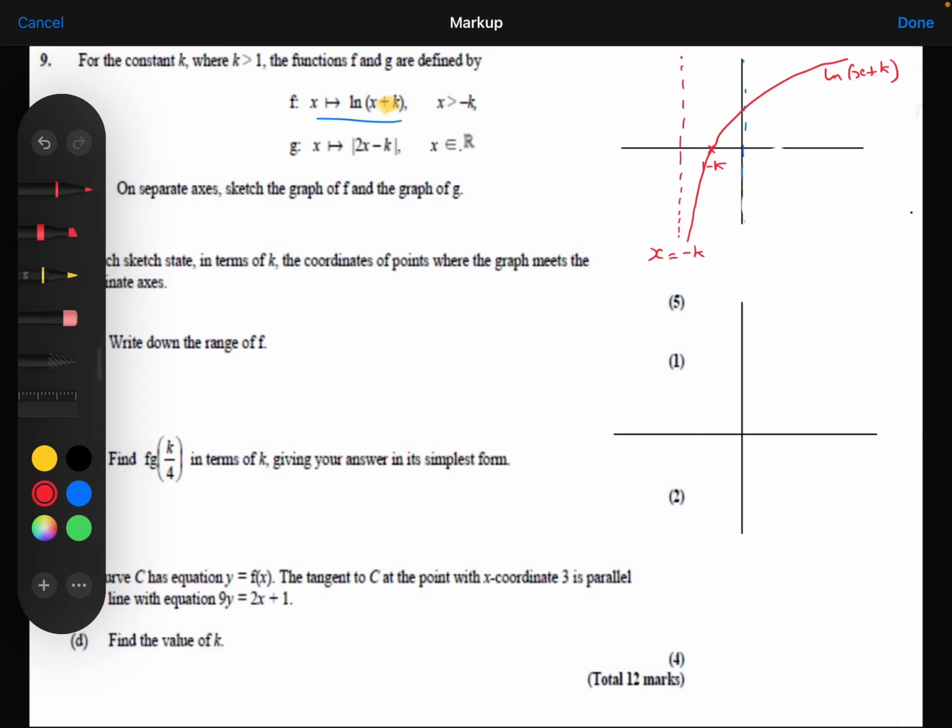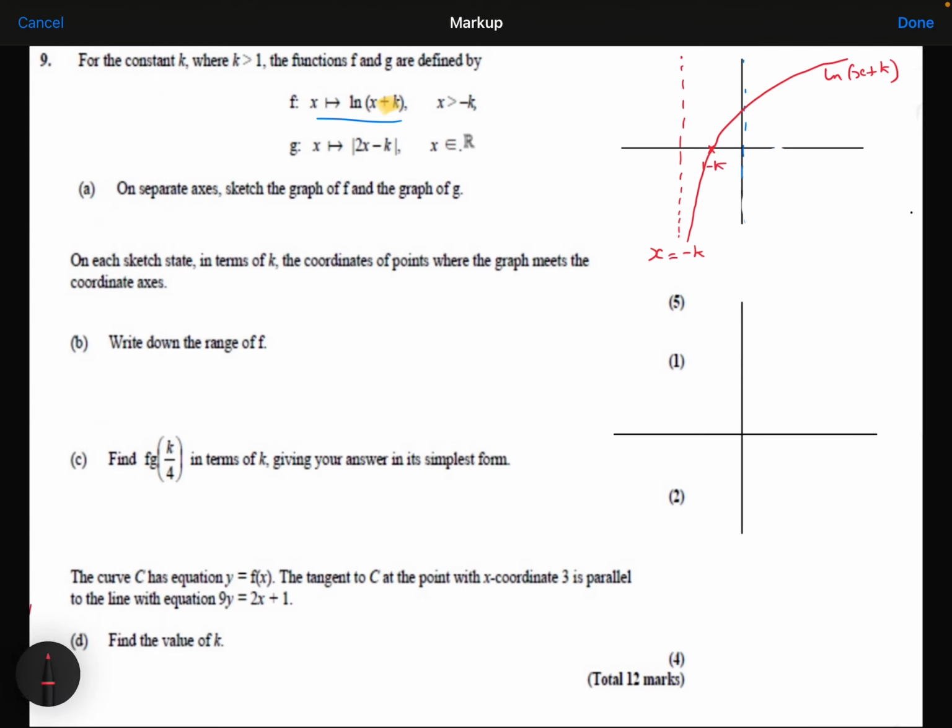Right, I do need to mark on where the graph meets the coordinate axes. I've obviously marked on where it meets the x-axis at 1 minus k. It's going to meet the y-axis when x equals 0. So if I substitute 0 into this function, I get ln of 0 plus k, which is just ln k. So that's where it meets the y-axis. That's the graph of f of x.